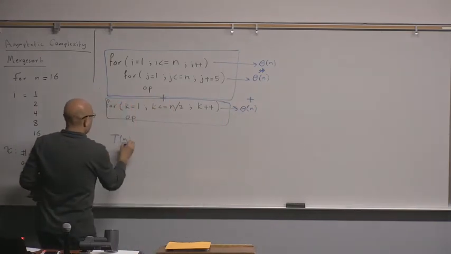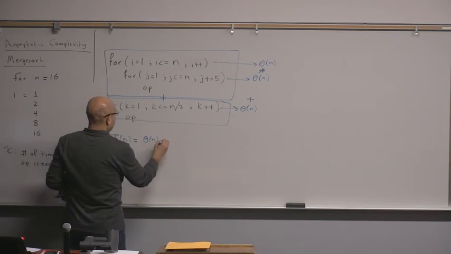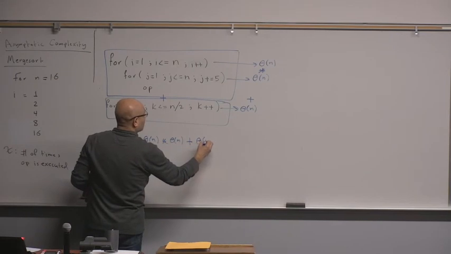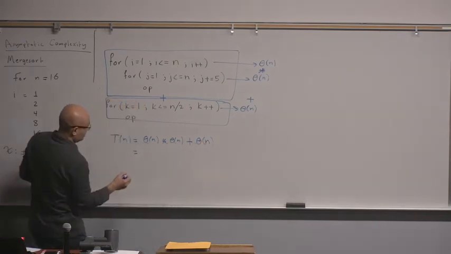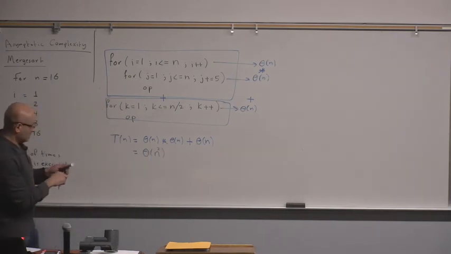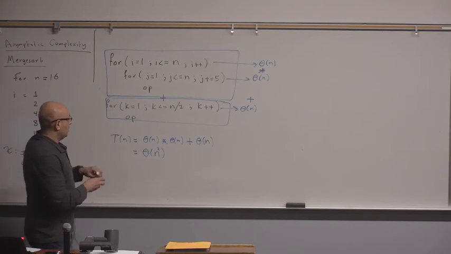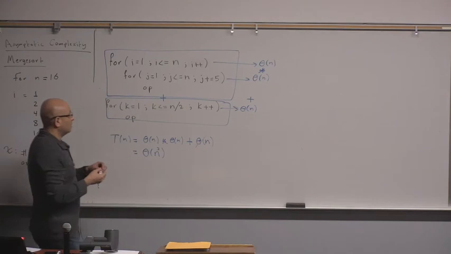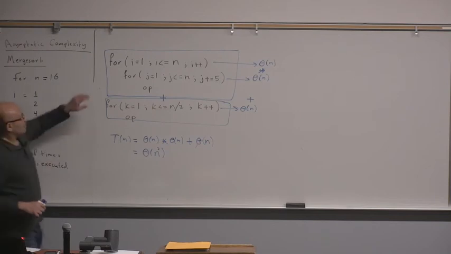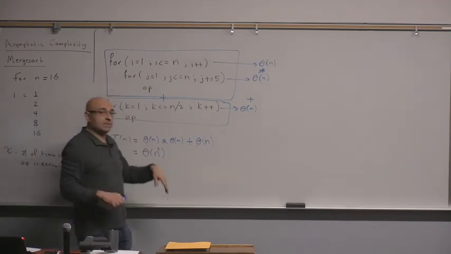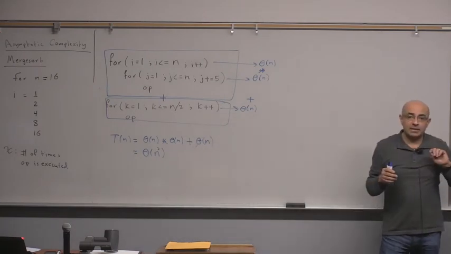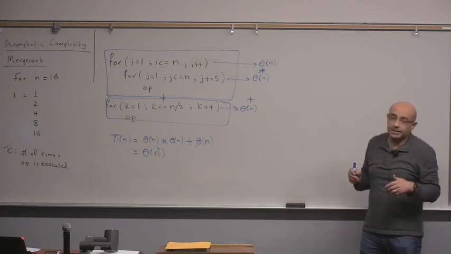So T of n equals theta of n times theta of n plus theta of n. And what's this? 2n squared. Yeah, this is theta n squared, because the added term is going to get neglected; it is a lower order term. So the idea here is that if you have separate loops, you analyze each loop separately and add the asymptotic complexities, if they are independent loops.